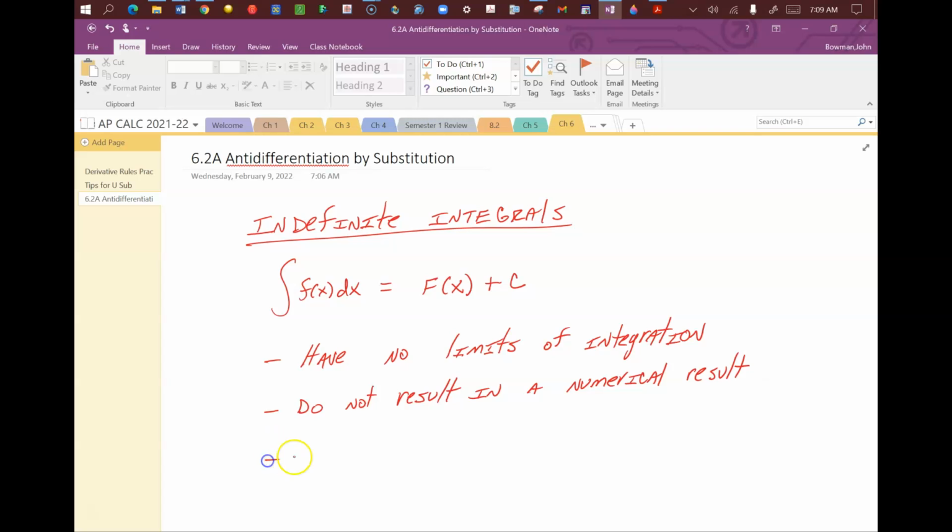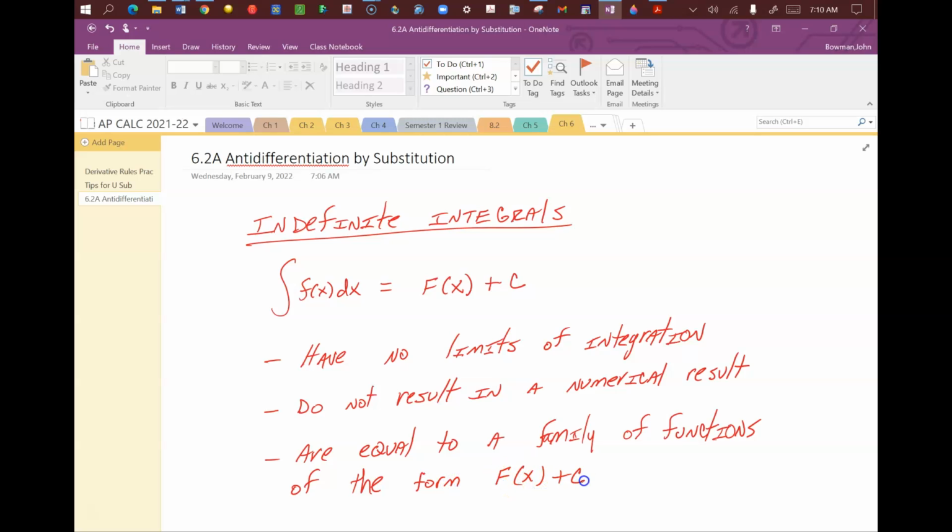And they are equal to a family of functions of the form capital F of x plus c, where capital F of x is the antiderivative of lowercase f of x.